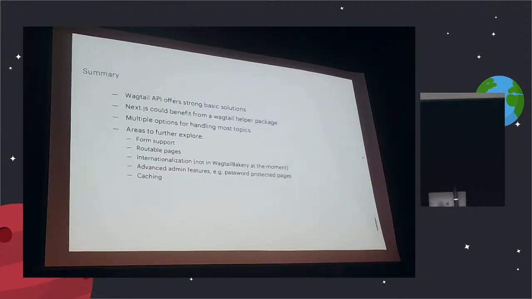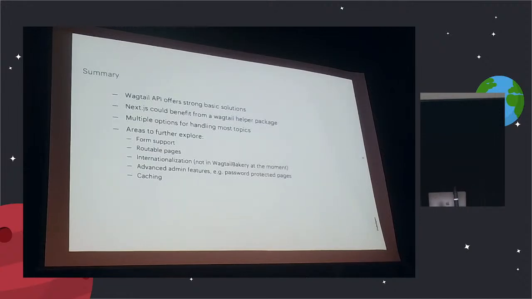So stuff I would like to do further research on now is the form support and routable pages, which also is related to form support in a way. Internationalization: Next.js has internationalization and Wagtail has internationalization. They work together, but I haven't done it very thoroughly. So I might run into problems, and also someone from Wagtail Space was having some problems with it. So there's some stuff to fix there.